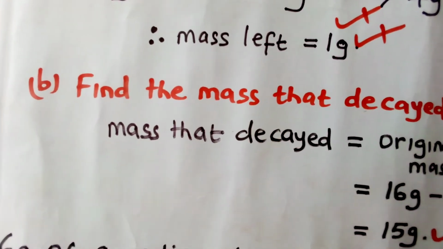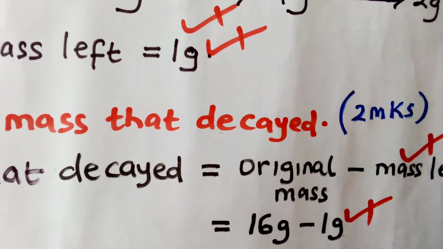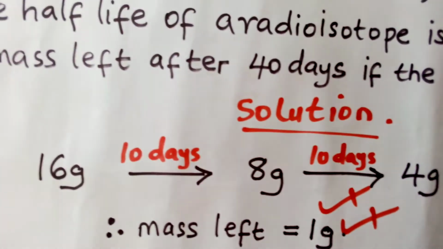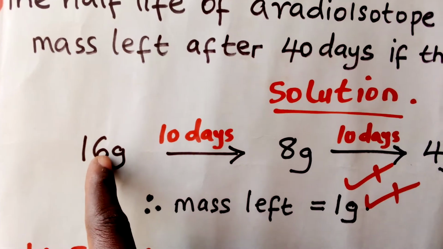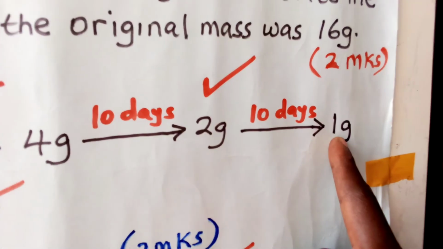Part of the question says again, find the mass that decayed. You see, the mass that decayed. Let's go back to the 16 grams we started with. We ended with what? 1 gram. So how much is lost?